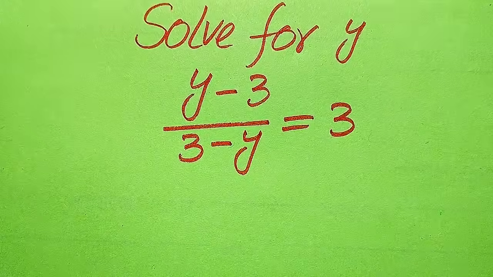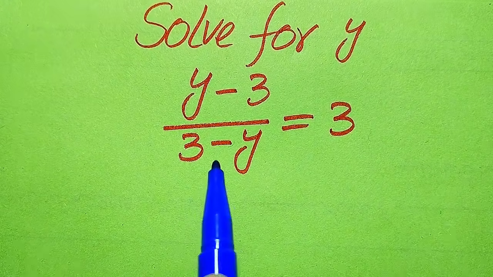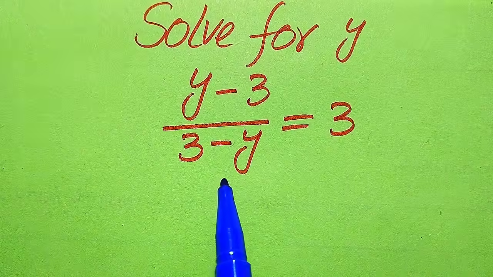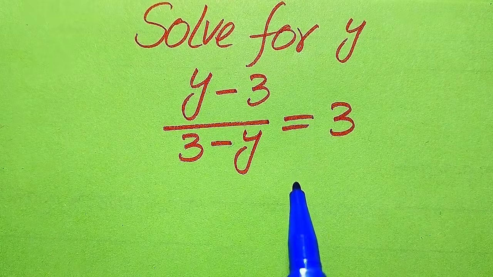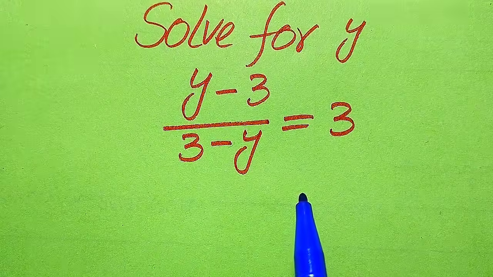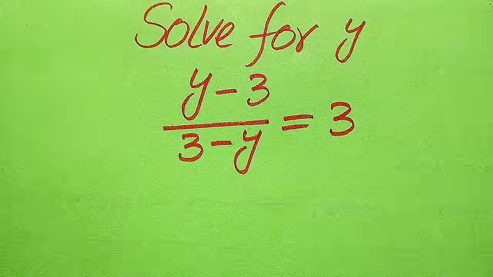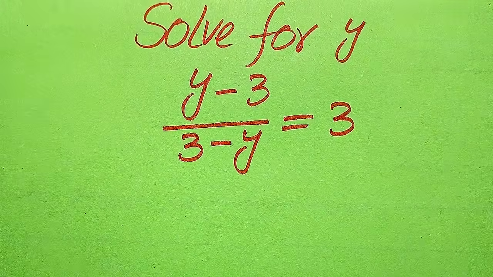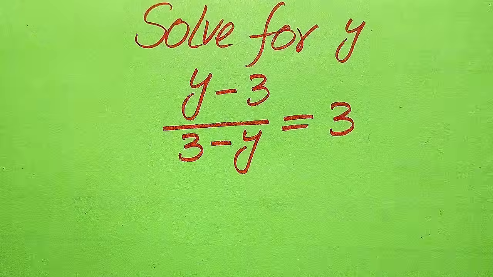Hello everyone, how to solve this problem for the values of y if we have (y minus 3) divided by (3 minus y) is equal to 3, and we solve this problem for all the values of y. So here first we need to find all the roots of this equation, and at the last we will verify which of the roots are solutions and which of the roots are extraneous roots.